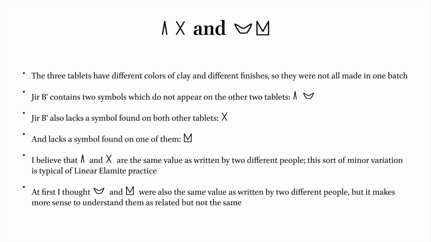This sort of minor variation is typical of linear Elamite practice. They could be very ornamental or have local designs. There is a lot of minor variety between the characters. At first, I thought boat and crown were also the same value as written by two different people, like just the boat's kind of not feeling it today, but it makes more sense to understand them as related but not the same when we get into how this system works.